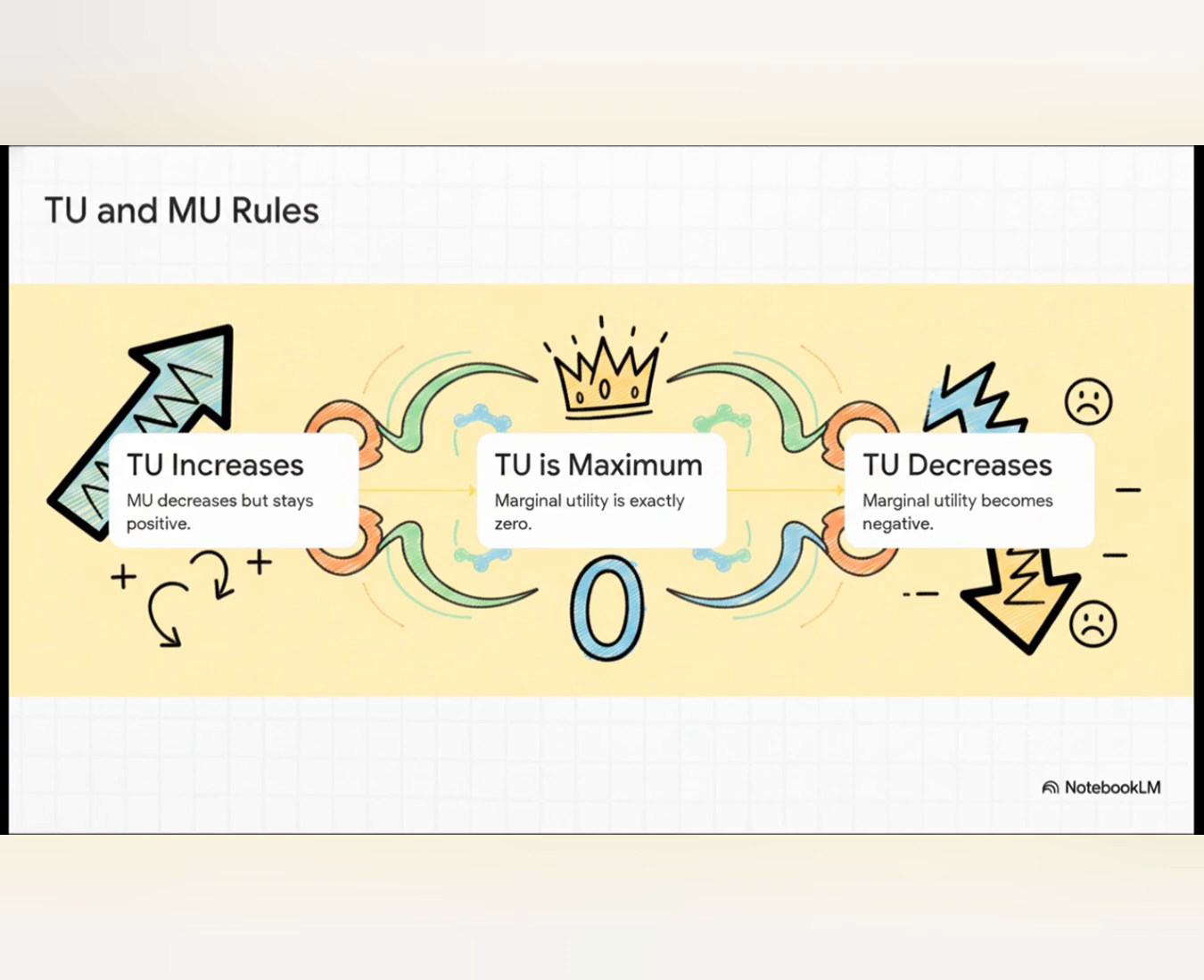Rule 1. As long as total utility is increasing, marginal utility is decreasing, but it remains positive. Rule 2. The exact moment total utility reaches its maximum peak, marginal utility hits absolute zero. Rule 3. As soon as total utility begins to decrease, marginal utility goes totally negative. They are forever locked in this specific mathematical dance.